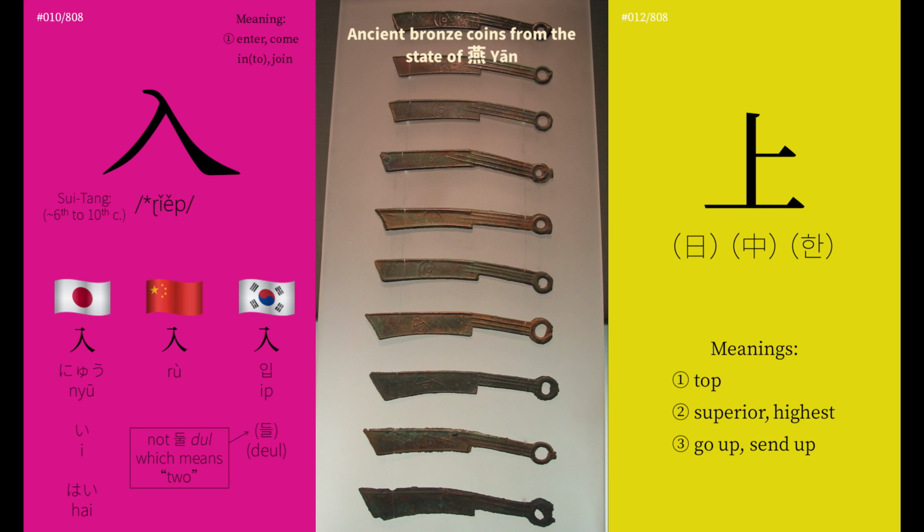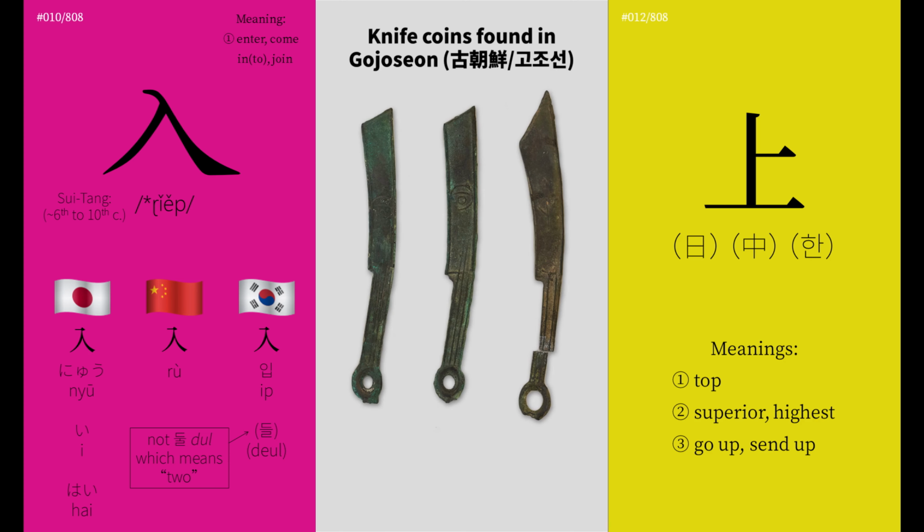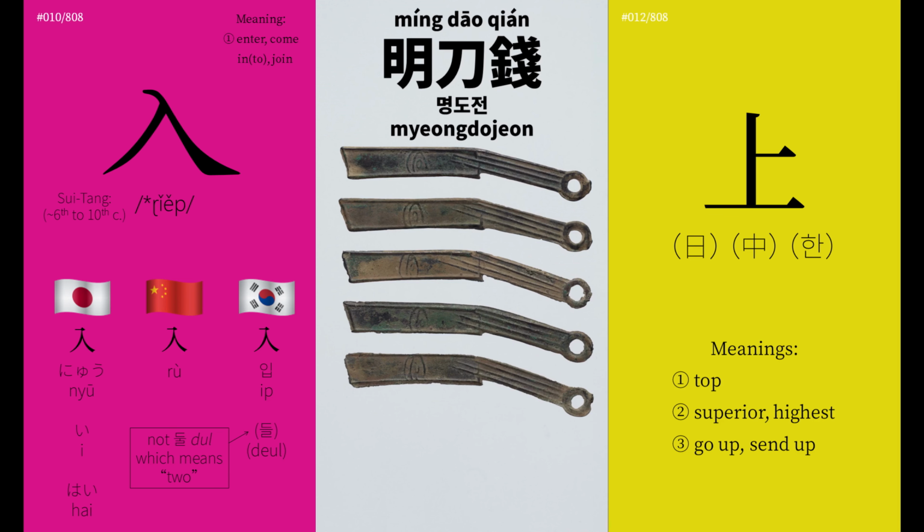Firstly, it refers to bronze knife-shaped coins used in China between 600 to 200 BCE. They are called Dao Bi or Dao Qian, both of which translate to knife money. Many of these coins were also found in the Korean peninsula, which indicates active trade between the regions. Many coins bear the character meaning bright and clear, and are named after it. In Korean, it is Myeongdojeon, and in Chinese, Mingdao Qian.